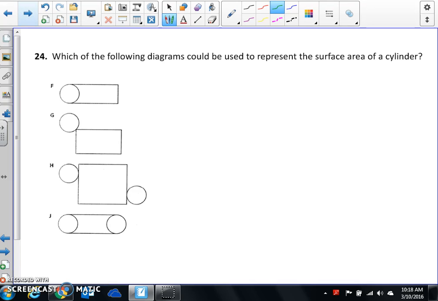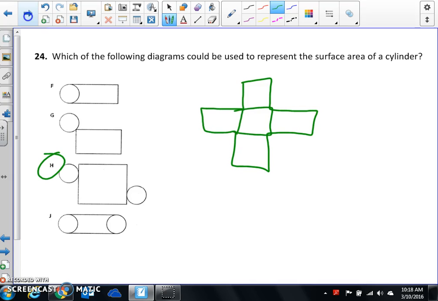Which of the following diagrams can be used to find the surface area of a cylinder? Boom, H. If the net of a rectangular prism is a box, it looks like a plus sign. Actually, there's another one down here, 6 sides.